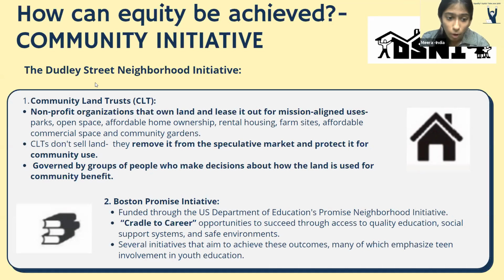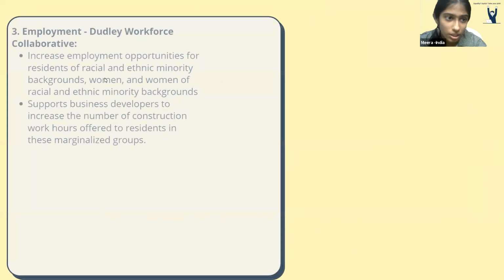The next one is the Boston Promise Initiative. This program was funded through the US Department of Education. The initiative is intended to support families, schools, and neighborhoods in ensuring that every child has cradle to career opportunities to succeed through access to quality education, social support systems, and safe environments. The Boston Promise Initiative has developed and implemented several small initiatives to achieve many of these outcomes, many of which emphasize teen involvement in youth education. So this is a very promising initiative related to education inequity.